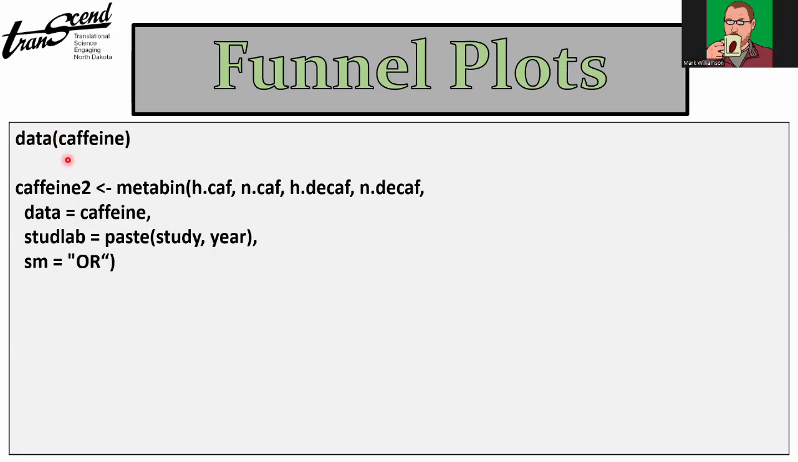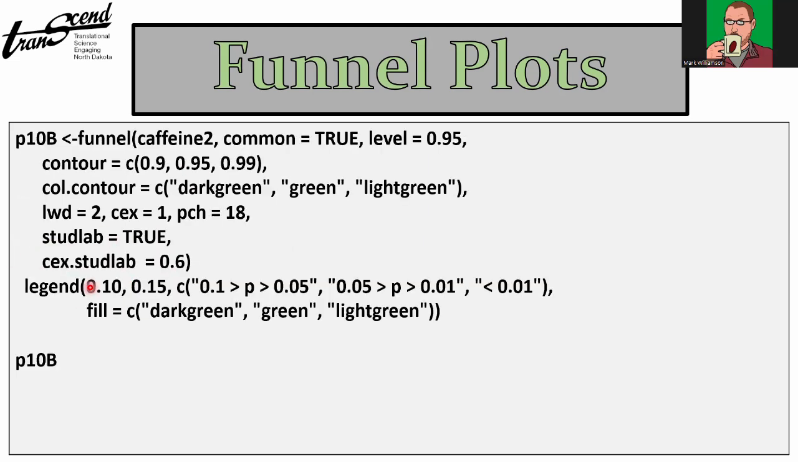So I'm using the data caffeine. I think this is a fictional set of data about caffeine usage, but that doesn't make it any less fun. You're going to need to use metabin again across different variables. Again, you need labels, and then I'm going to do odds ratios for this. And then now you can do a very simple funnel, or you can do a lot. There's a lot of options to tweak the funnel plot.